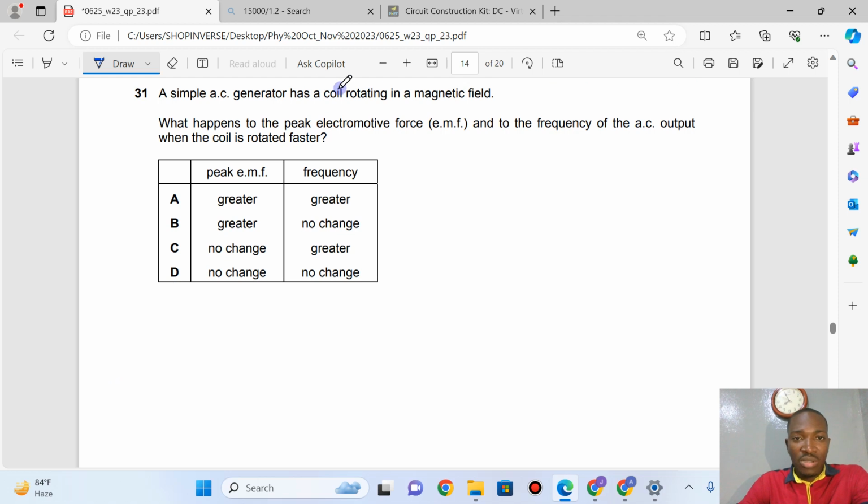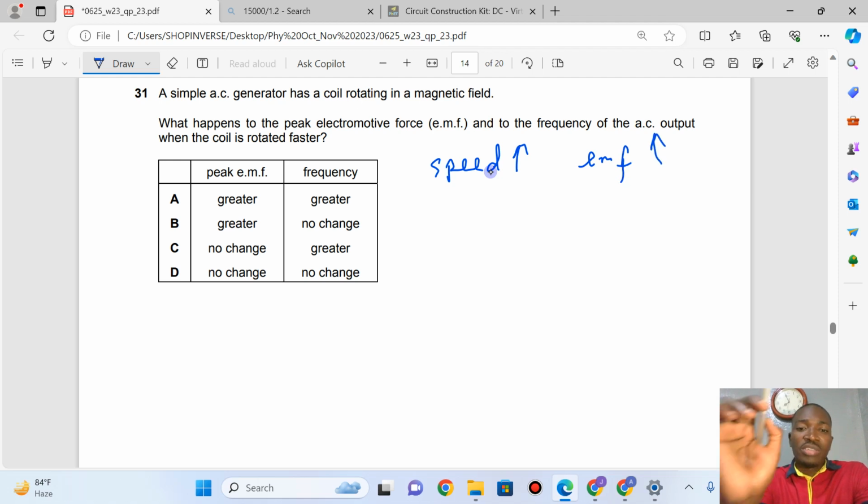A simple AC generator has a coil rotating in the magnetic field. What happens to the peak electromotive force (EMF) and to the frequency of the AC output when the coil is rotated faster? When you have a coil rotating in a magnetic field, an EMF will be induced, and the magnitude of the induced EMF depends on the speed of rotation. It also depends on the strength of the magnetic field and the number of turns. But now let's focus on the speed. When the speed is high, then the peak EMF will be high.